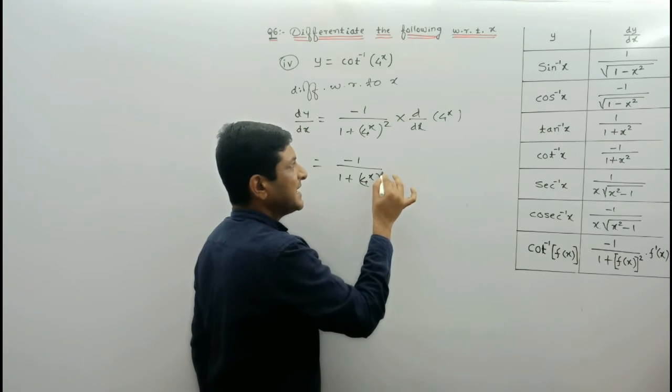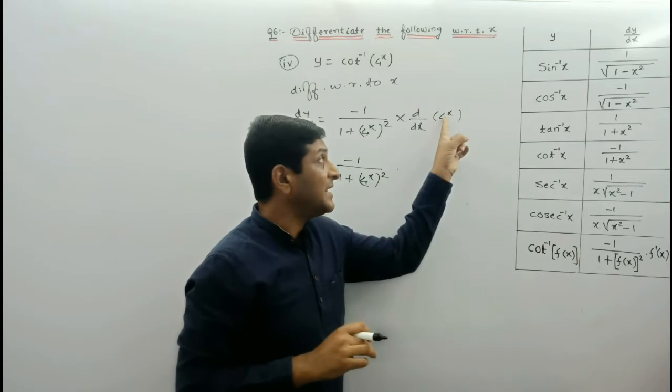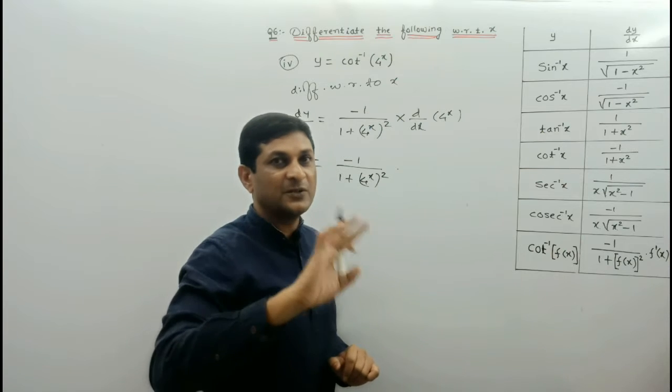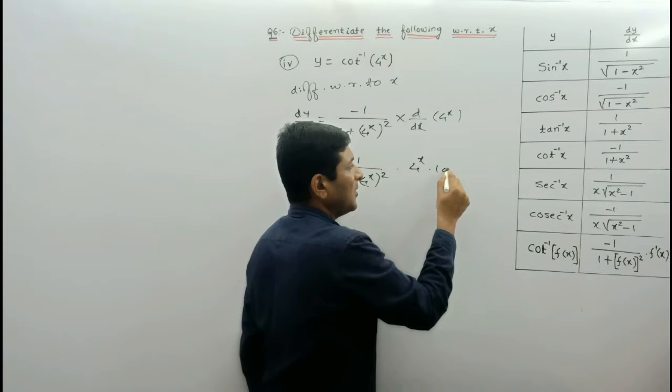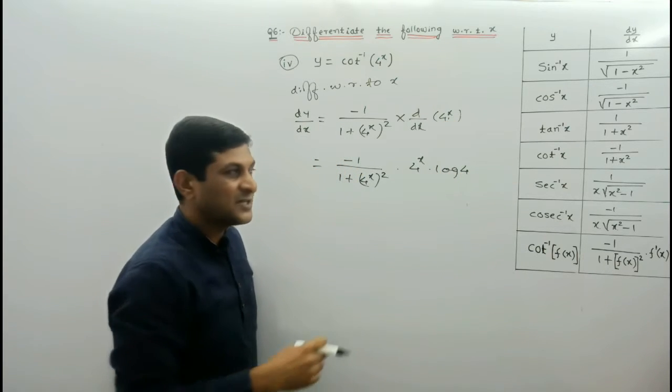And we are finding the derivative of this 4 raised to power x. It is in the form of a raised to power x. And what is the derivative of a raised to power x? a raised to power x into log a. a means what here? 4. 4 raised to power x into log a. a is what here? 4. So in this way we have got the differentiation also.